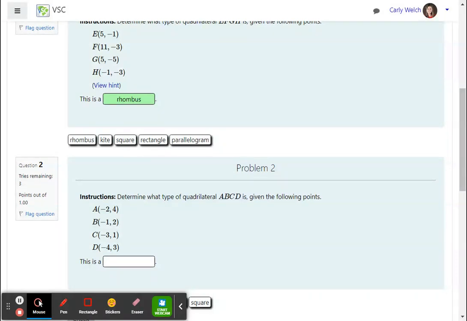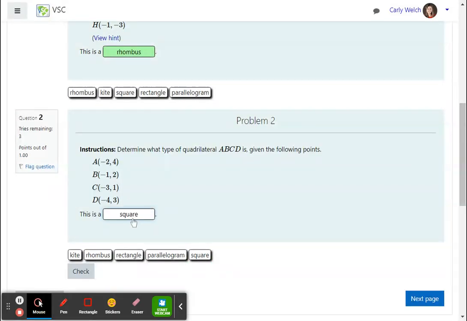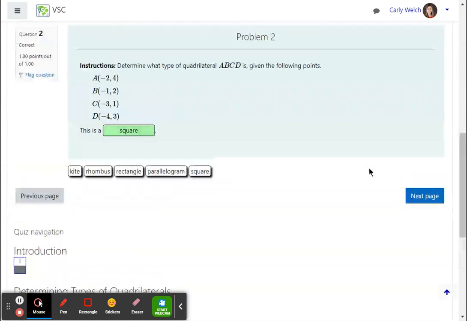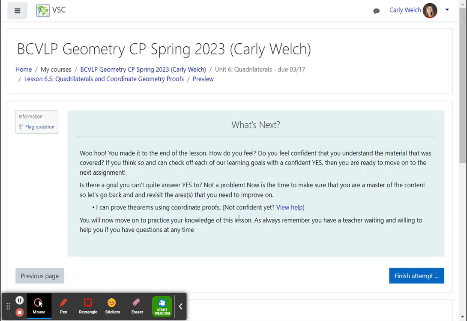And then we would do the same thing to this side and this side. All of these are right angles, and that makes this a square. That's it.